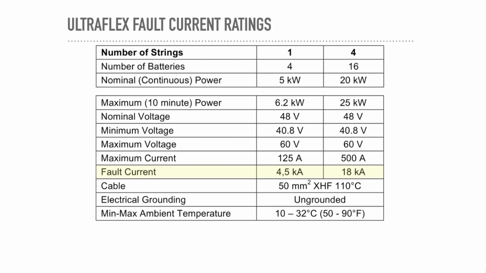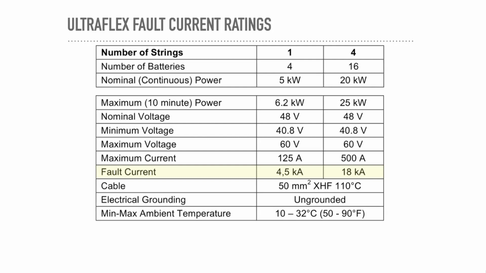They've got a product called the Ultraflex, which is a lead acid battery. It's an advanced lead acid battery, and it comes in multiple configurations. You can have it with 1 string up to 4 strings in one Ultraflex. Now, they've listed the fault current as 4,500 amps for 1 string and 18,000 amps for 4 strings. But I should point out that is if you can get to the battery side of the overcurrent protection device, which is actually built into the product.